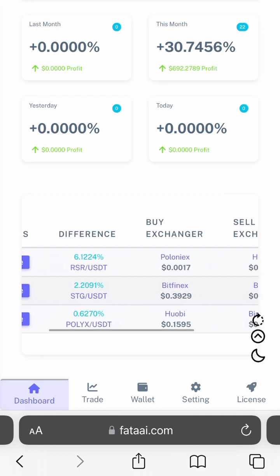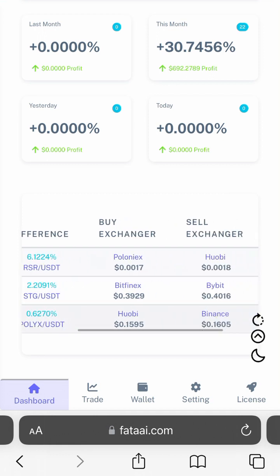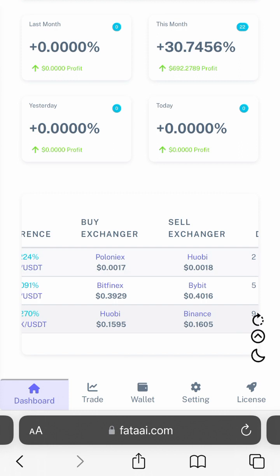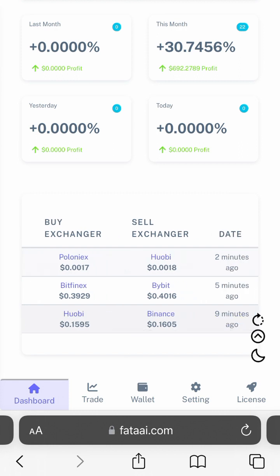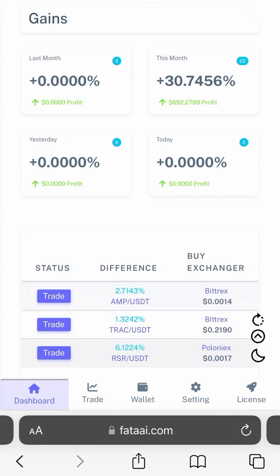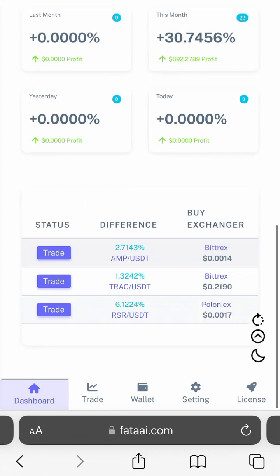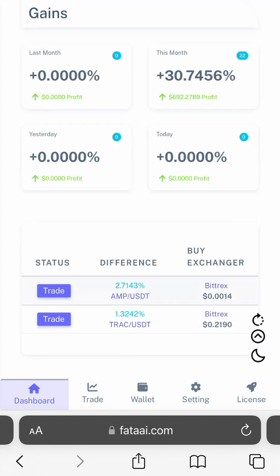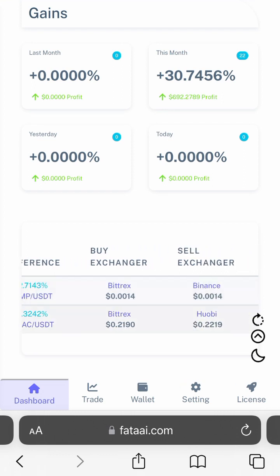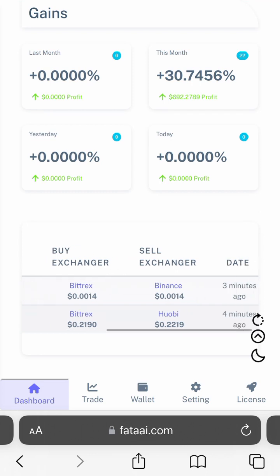So here is the thing. The difference between the price in Bitfinex, 0.3929, and the price in Bybit, 0.401. Okay, now they have brought in a new trade. So when you look at this trade, you see this one with 2.714%. That's AMP/USDT. It's simply saying when you buy from Bittrex at 0.0014, you sell.